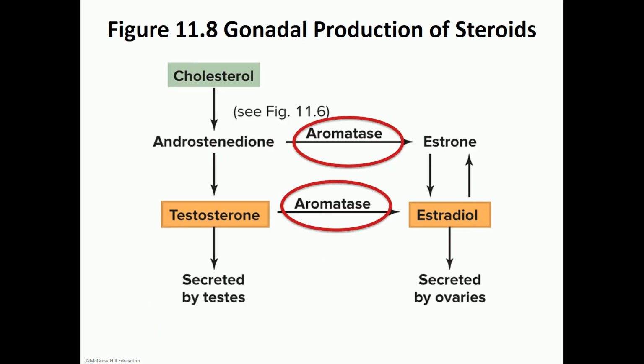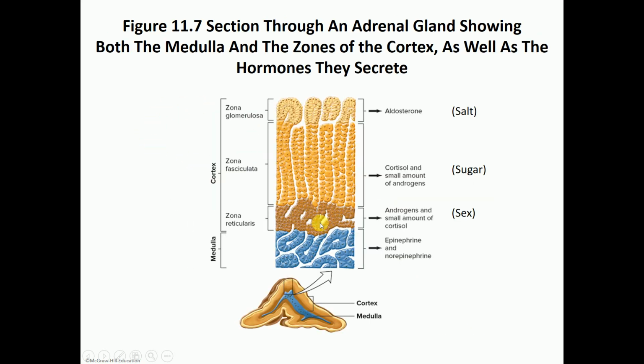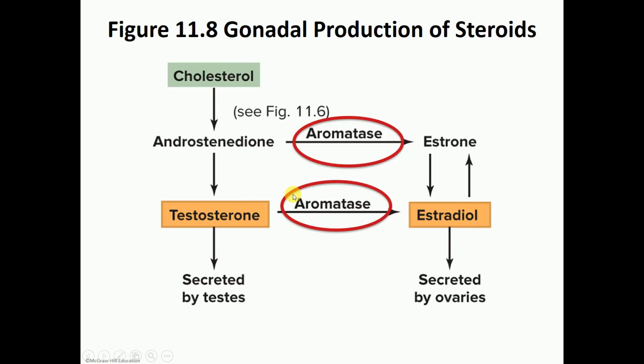What about the gonadal production of steroids? How do we make these steroid hormones in the gonads? Well, again, cholesterol in the testis has the same enzymes that ended up making the androstenedione, just like here, the androgens in the zona reticularis. But it has an additional enzyme in order to take it one more step and make testosterone. And that testosterone will be secreted by the testis.